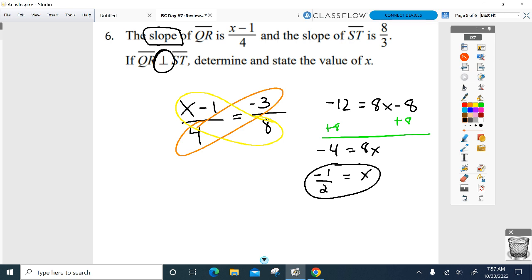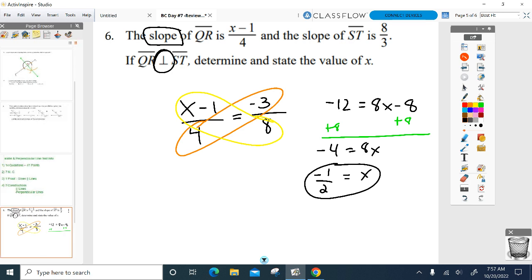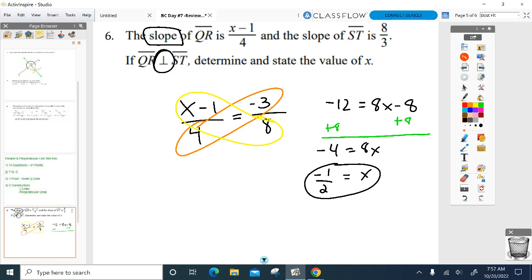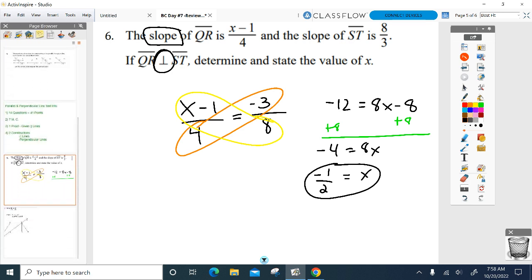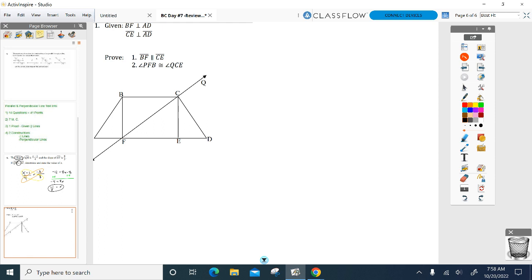All good? So just wanted to remind you, there are some slope questions on there tomorrow. That was a big part of the second half of this unit. Slopes and parallel and perpendicular lines. Go back to number 1. Let's do a proof. Let's go to number 1.